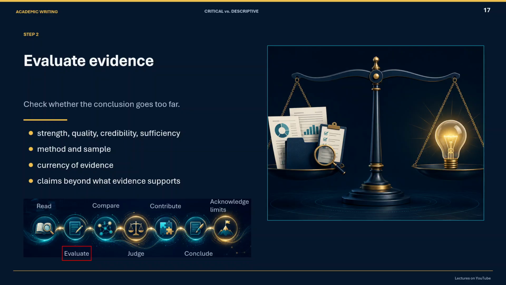Consider whether the method and sample are appropriate, whether the evidence is current, and whether the conclusion is stronger than the evidence can support. For example, if a study involving only 20 students at one university finds that most of them prefer online learning, the findings may describe that particular group, but they would not justify the broader conclusion that all university students prefer online learning.